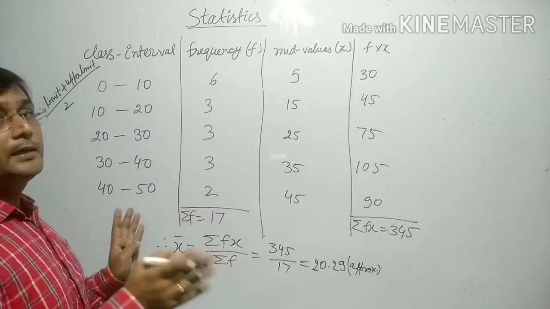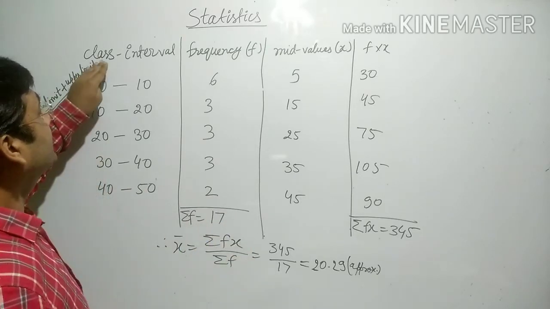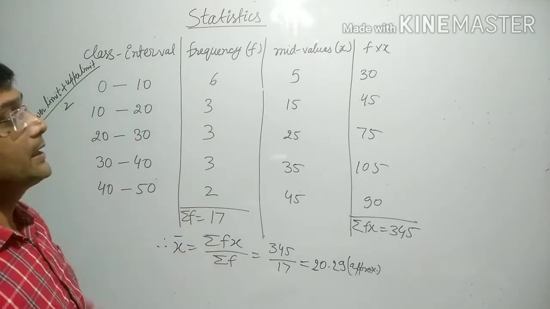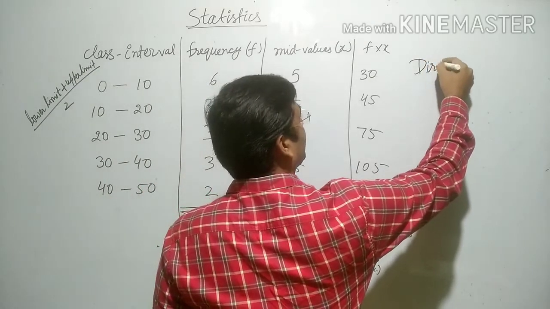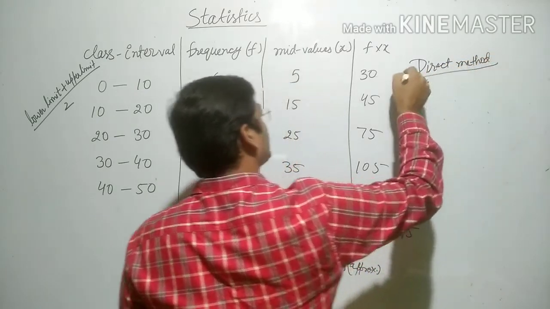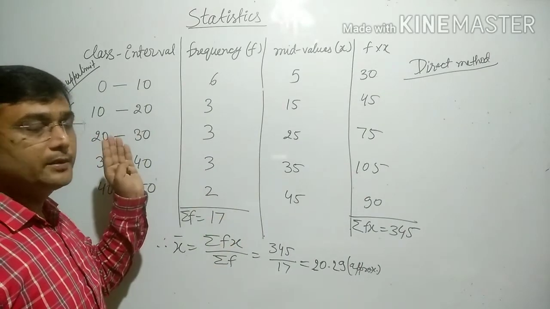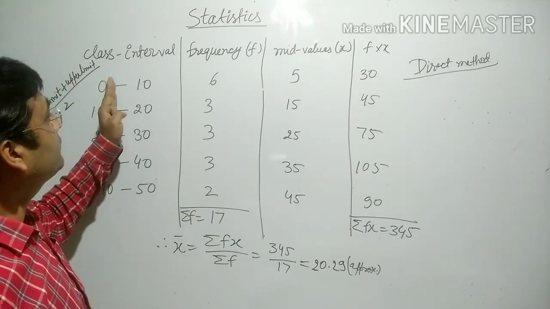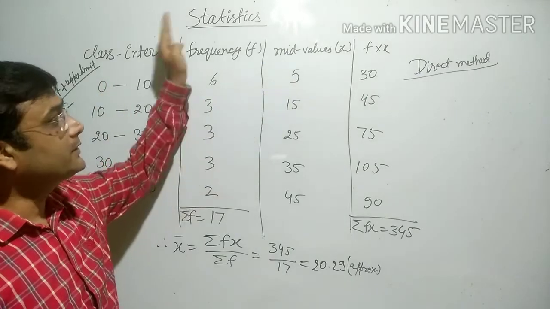So this is the direct method for finding the mean whenever data is given in the form of the class interval. This is the direct method. Same type of process we have done here, whatever we had done in the raw method. Only one more step we have to do. We have to find the mid value. After that, everything is same.